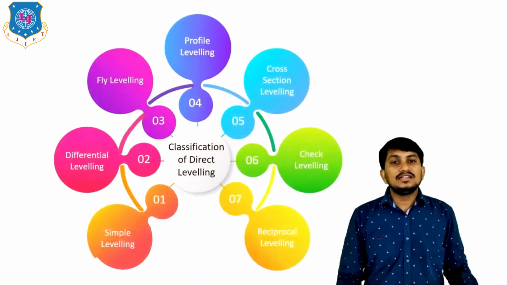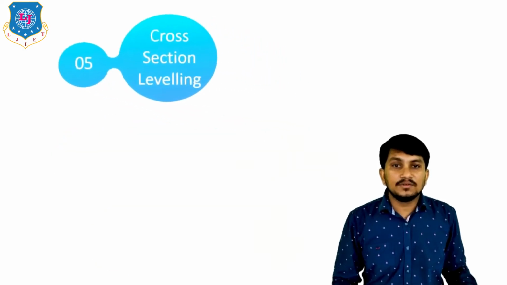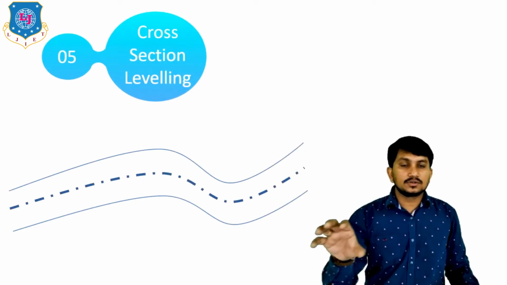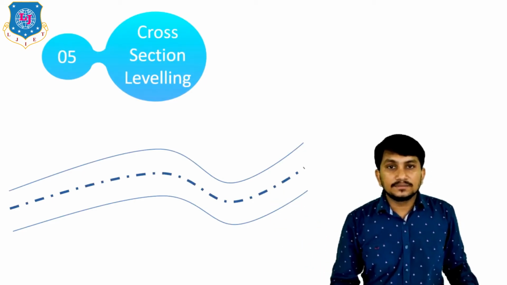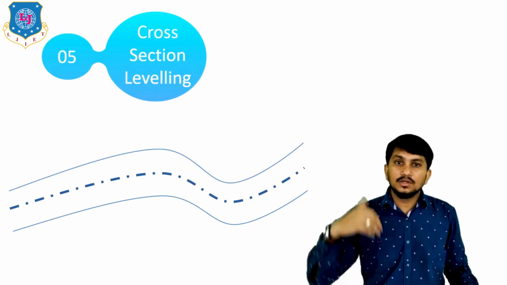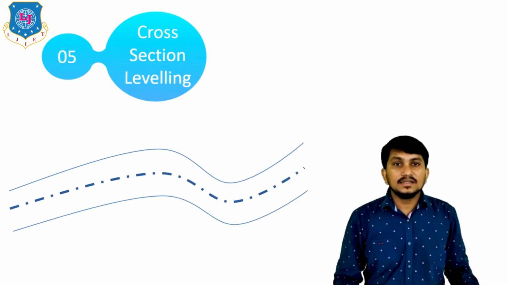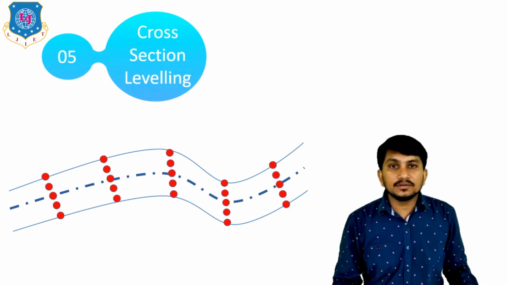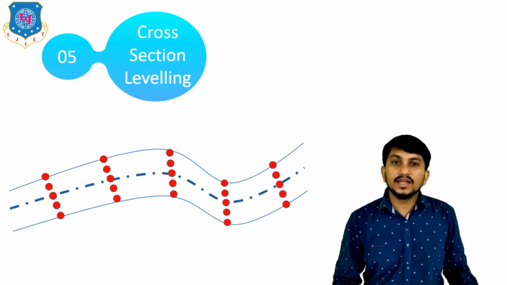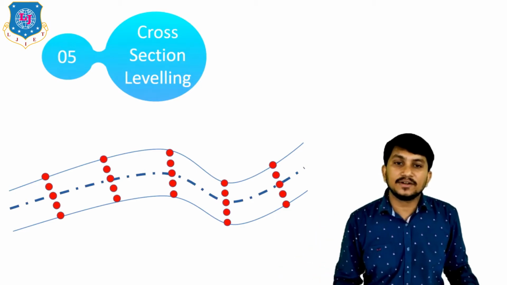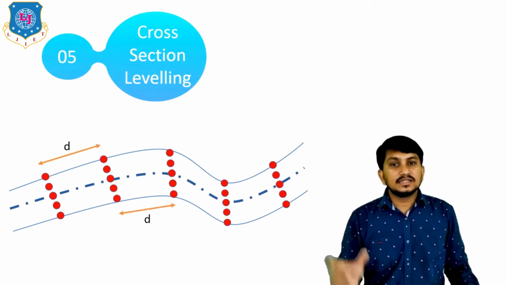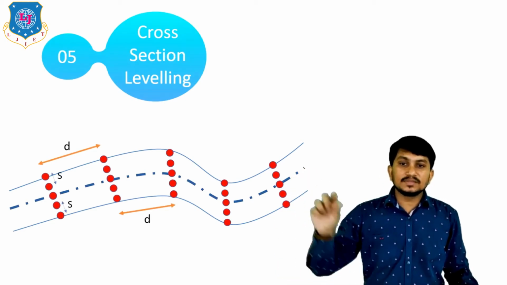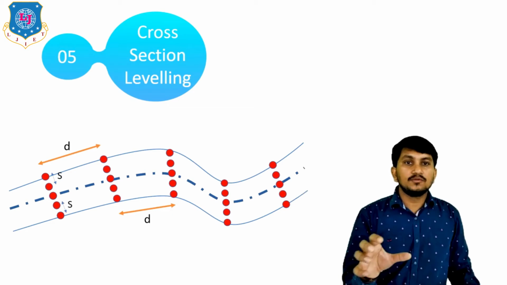Okay. Now let's discuss the fifth type of leveling, which is cross-section leveling. Here also there is one road, but the difference in cross-section leveling from longitudinal leveling is the points. Here the points are marked exactly perpendicular to the alignment of the road, and the levels of each point are found out. Here the distance between these points is also similar, and the spacing between these points is also similar throughout the work.